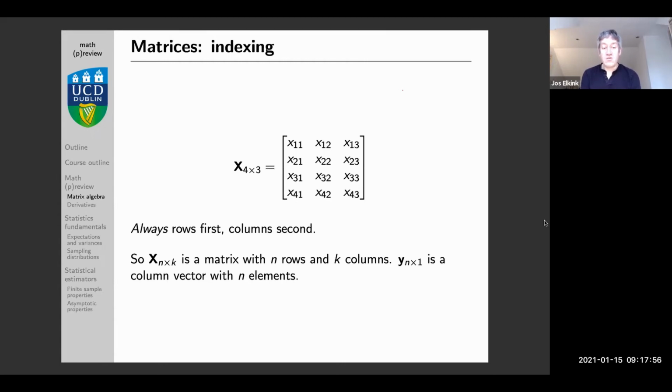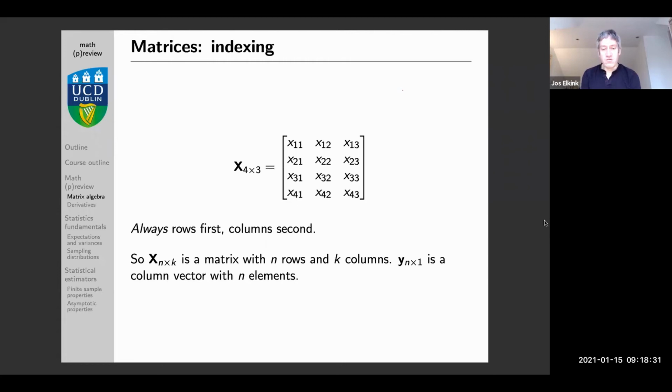And also when we denote the size, we usually use this symbol x. So we say x 4 times 3 means that we have 4 rows and 3 columns. So this is not a square matrix. And in practice, we are often going to use symbols. So if I write x n by k, it means that this is a matrix with n rows and k columns. If I write y n times 1, I know that we have a column vector with n elements and 1 column. And these are not entirely random examples.